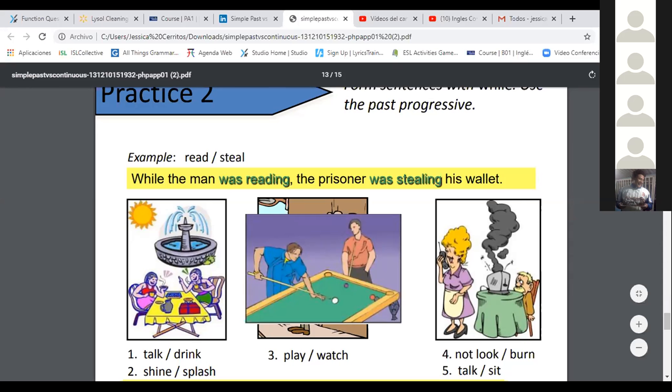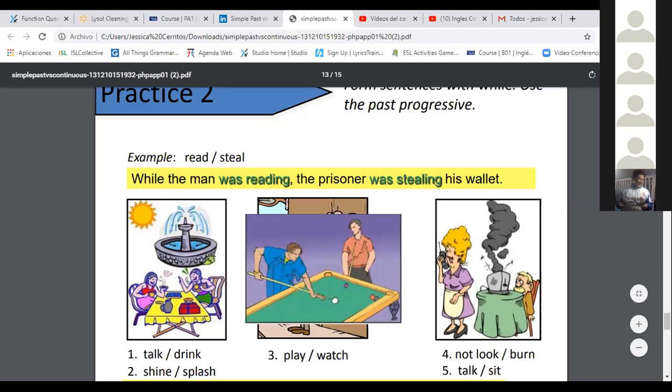That's okay. Let's see. We have play and watch. Walter, can you do number three for me, please? Play and watch. We were playing when he watched me. Or he was watching me when I played. All right, so it makes sense. Very good, that's okay.